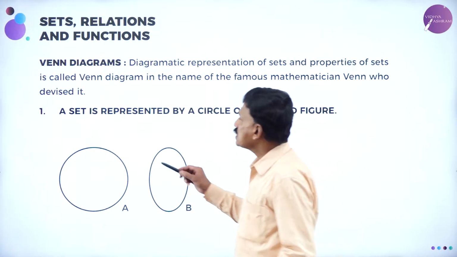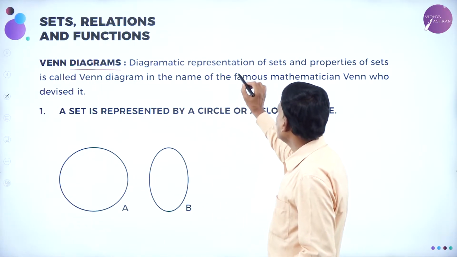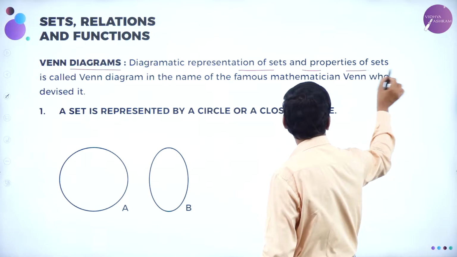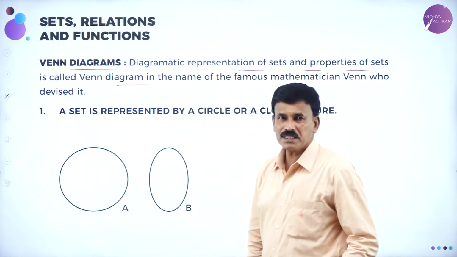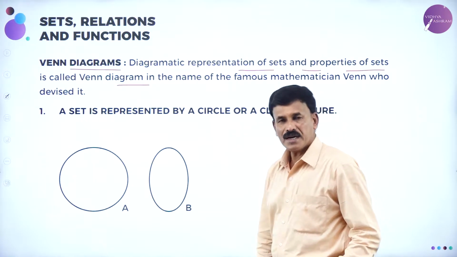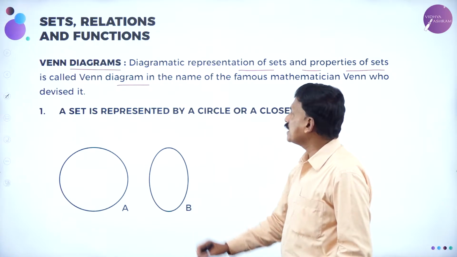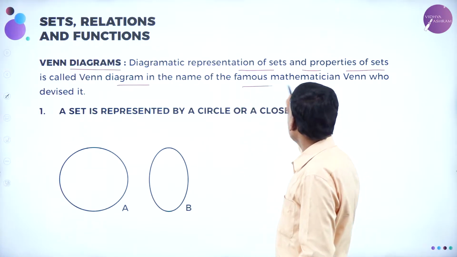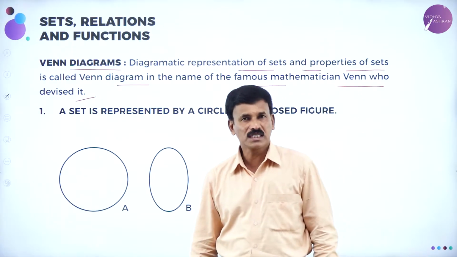Now, what is this Venn diagram? A diagrammatic representation of sets and properties of sets is called a Venn diagram. It is named after the famous mathematician Venn, who described this Venn diagram.